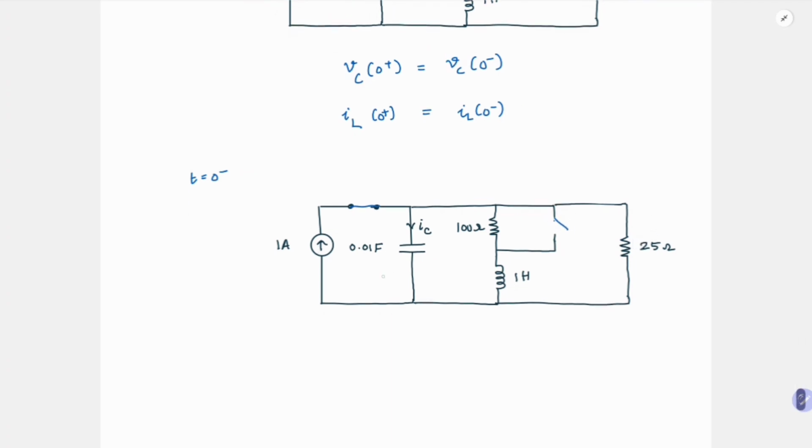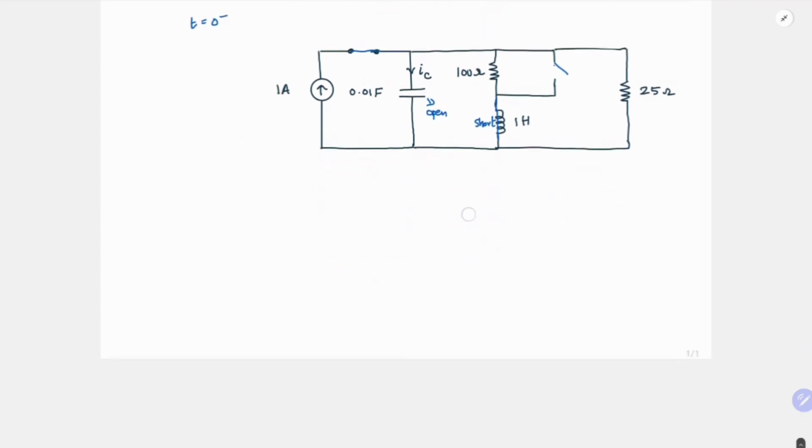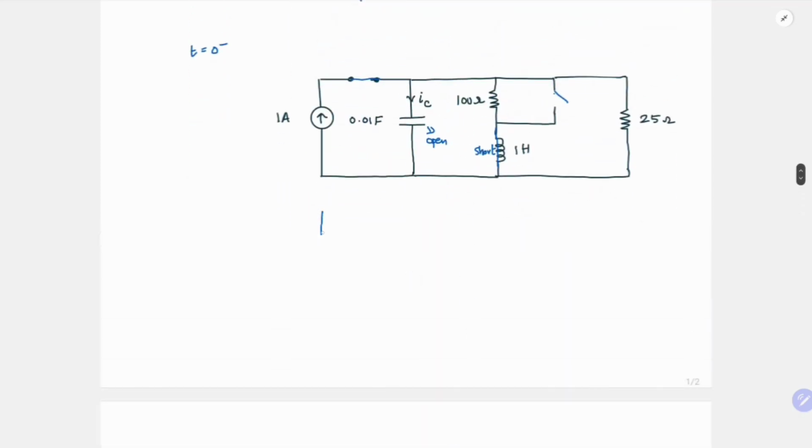So here you have 1 ampere current source, and since it is for a long time, this would have reached steady state and your capacitor will be open and your inductor would have been short. So then how will the circuit look like? You have 1 ampere, your capacitor is open, so you have 100 ohms, your inductor is short, and you have 25 ohms, and here is where your capacitor was.